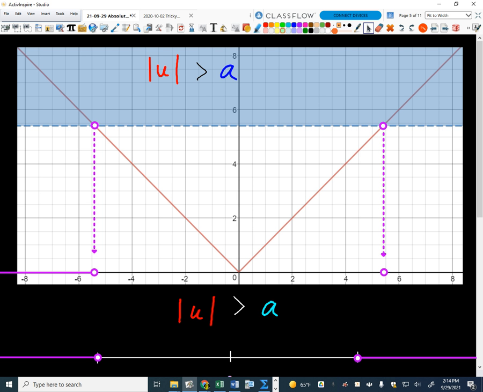Okay, let's try another one. Okay, actually we'll go to the other pattern. So now what if we want to do the other kind of absolute value inequality? What if we have an isolated absolute value that's greater than a number instead? Okay. So if we look at the graphs, then we've still got our red absolute value function. So there's the function y equals absolute value of u.